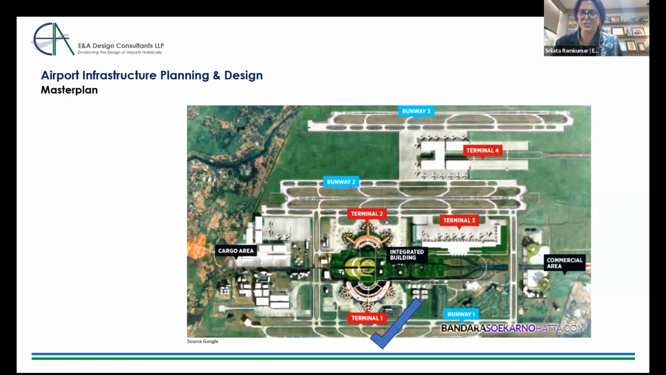This is the Jakarta airport. If you see here, you have Terminal 1, Terminal 2. Then there's a cargo area. There's an integrated building. There's a Terminal 4, Runway 2, Runway 3. So this is how it is envisaged on day one. So the first one would be a greenfield. Whenever there is an addition which is happening, it becomes a brownfield later.